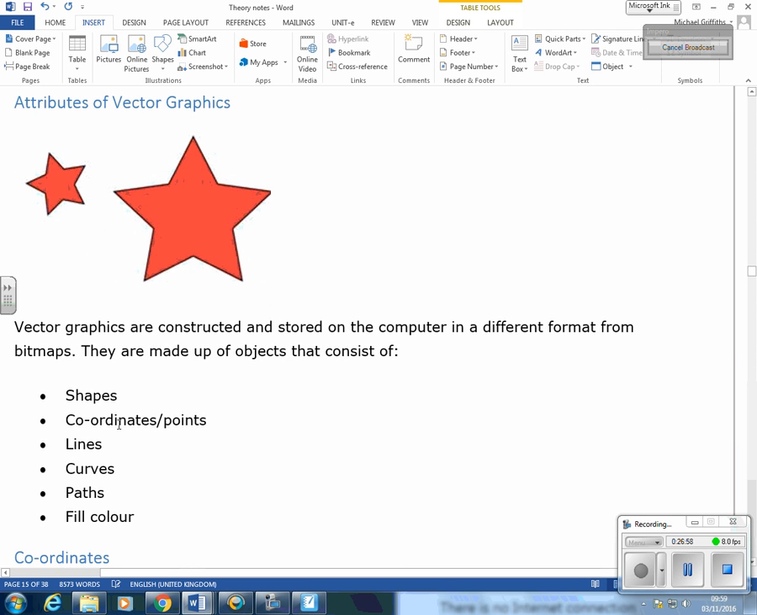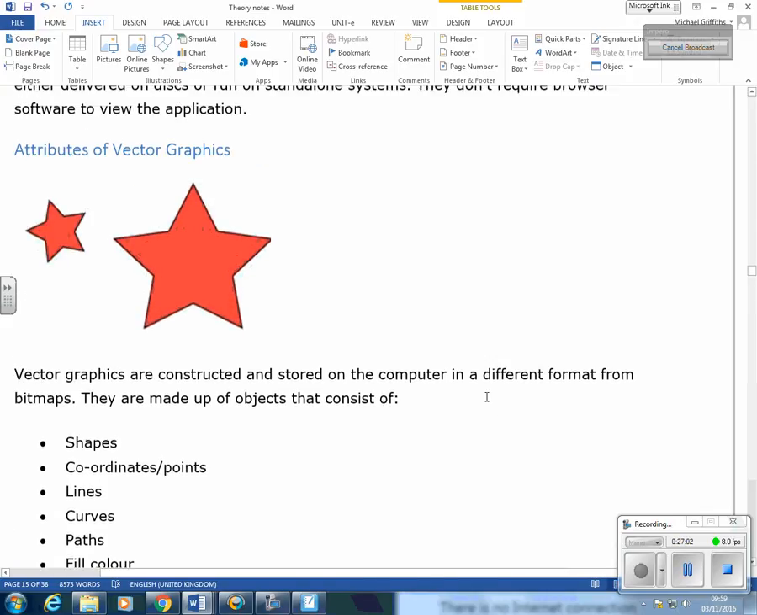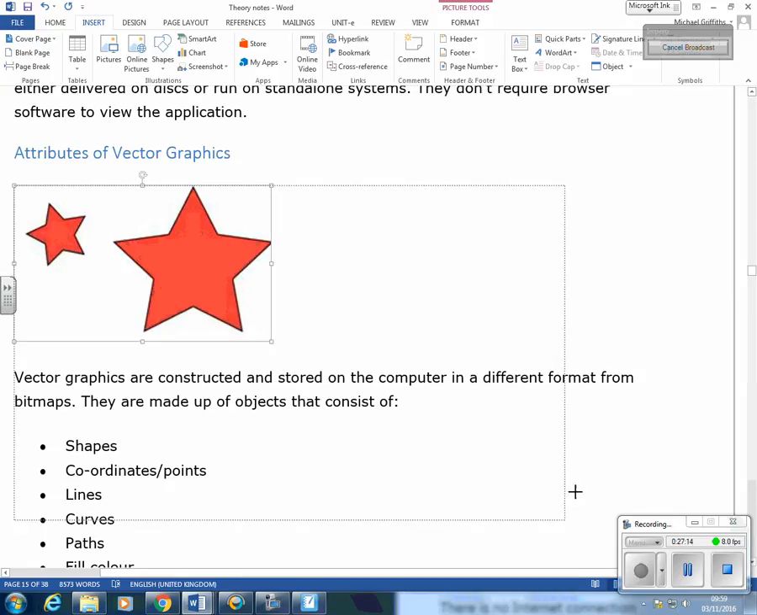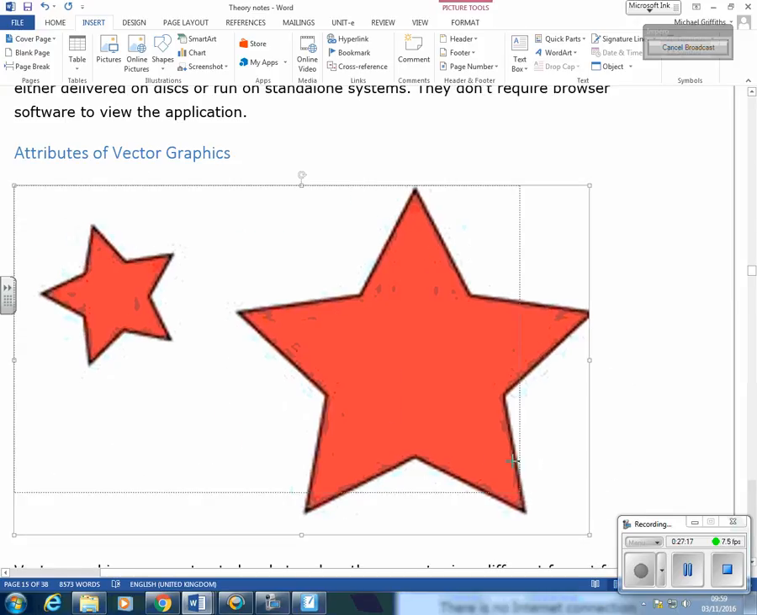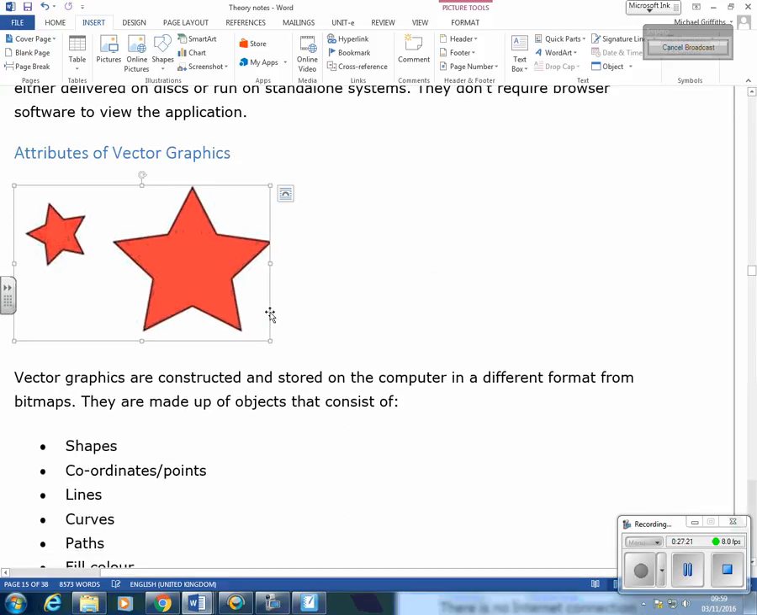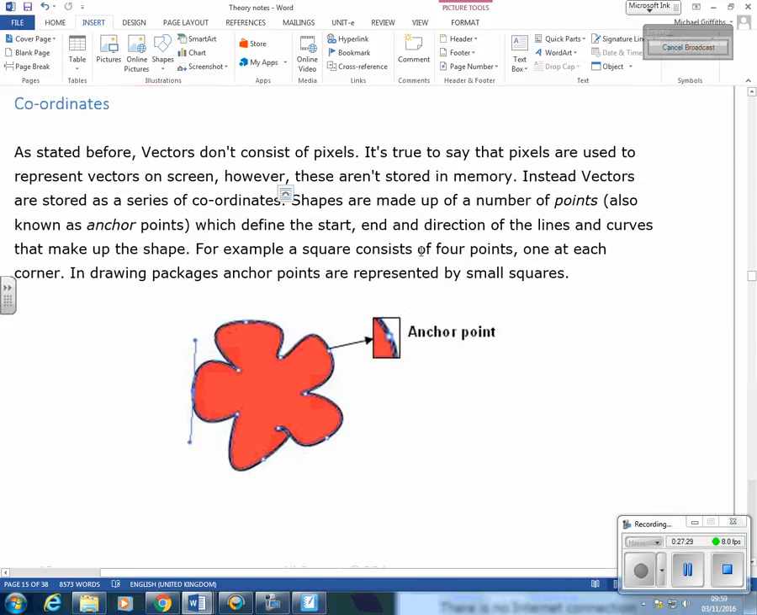Attributes of vector graphics. There's two there. Shapes, coordinates, and points. Now, I say to you, there's two vector graphics there. That's two representations of vector graphics. They're not really vector graphics, though, are they? Because if I stretch them, they pixelate. So it's a representation of a vector graphic. You understand? Hopefully. I'll show you the difference in Illustrator. Right, so they use coordinates, use anchor points, and you can twist it and use pen tools to manipulate the graphics.